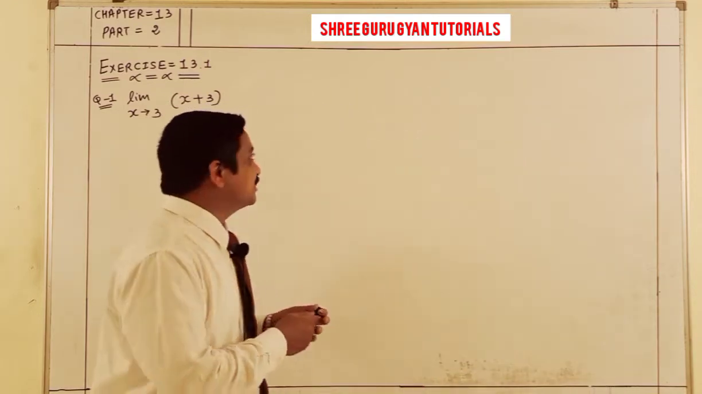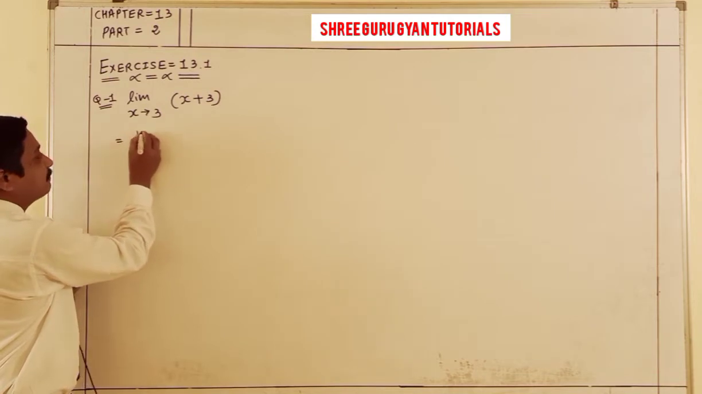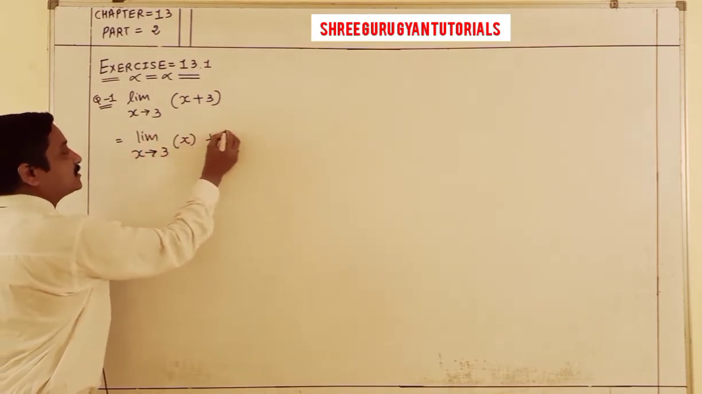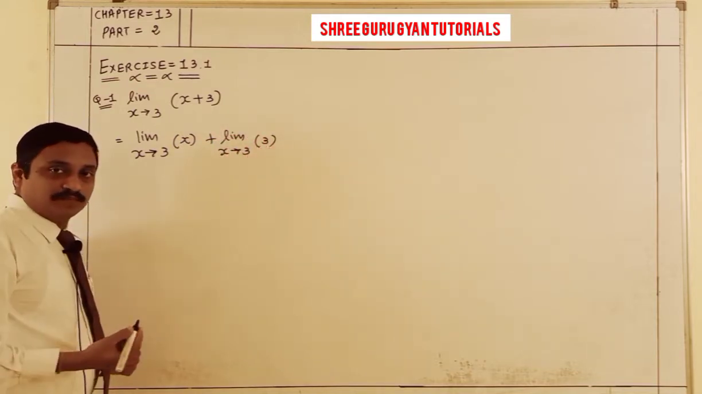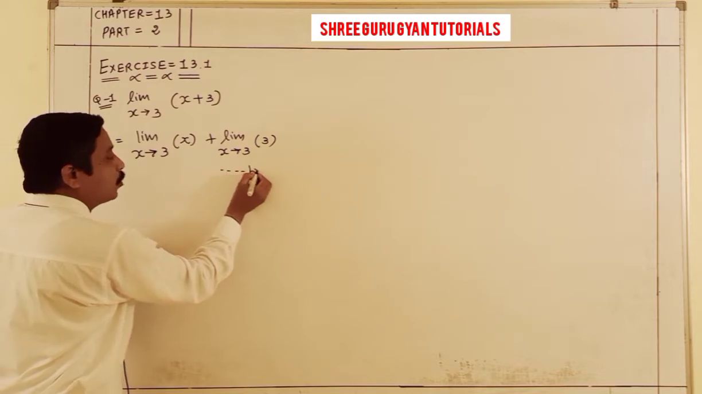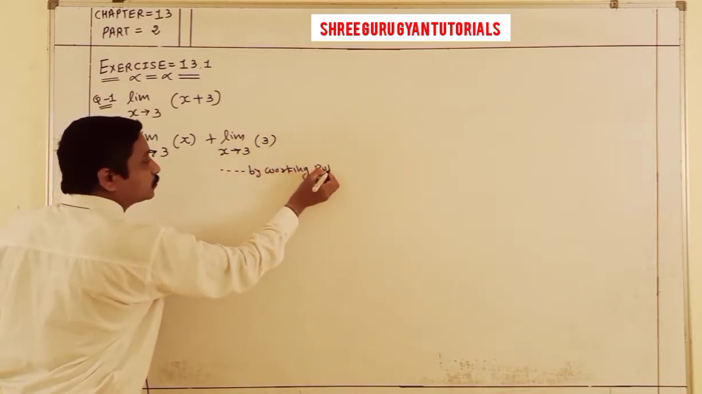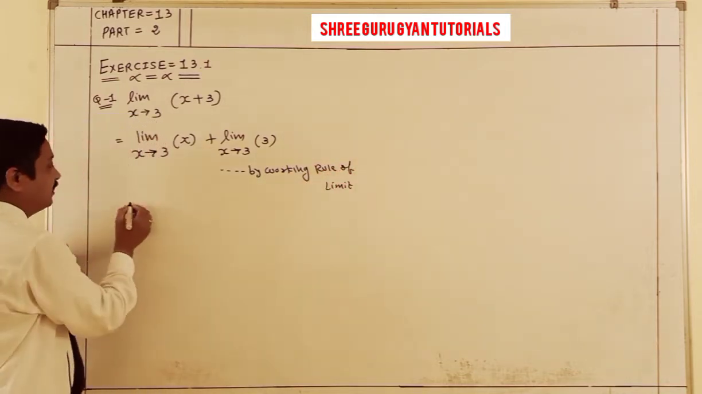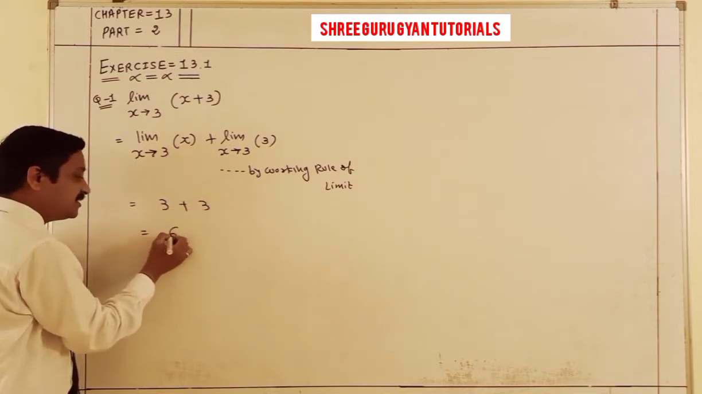So in the first question, limit x tends to 3, x plus 3. I just apply limit x tends to 3 of x, plus limit x tends to 3 of 3, by the working rule of limit. It is very easy students, you will apply that. Here, put 3 in place of x and the constant stays as it is.